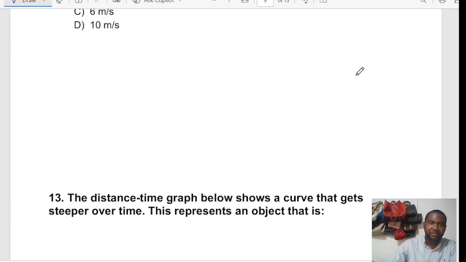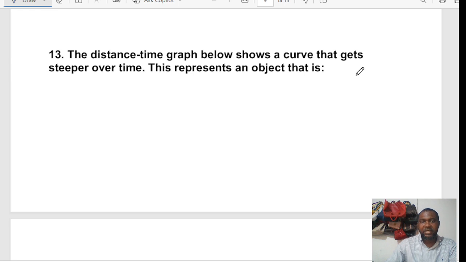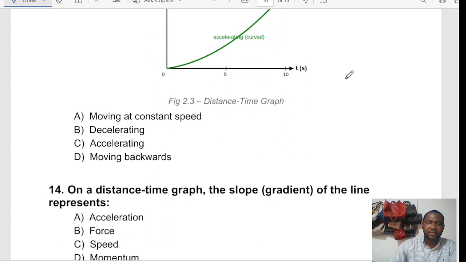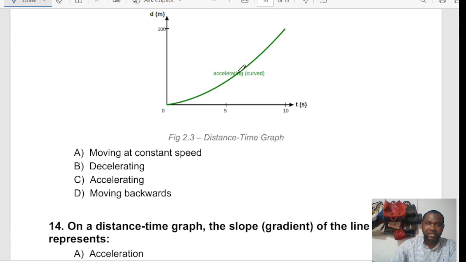The next one says the distance time graph below shows a curve that gets steeper over time. This represents an object that, of course, whenever you see this, it means that the object is accelerating. It means there is an increase in velocity. The object is accelerating, so that's exactly what that means. So the answer to this question is C. I hope this makes sense.